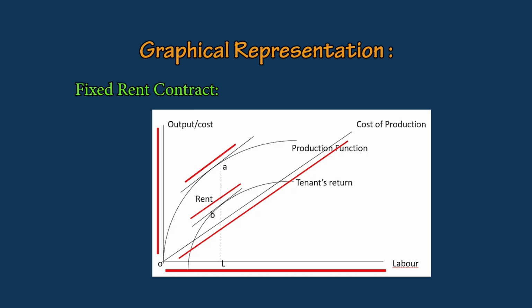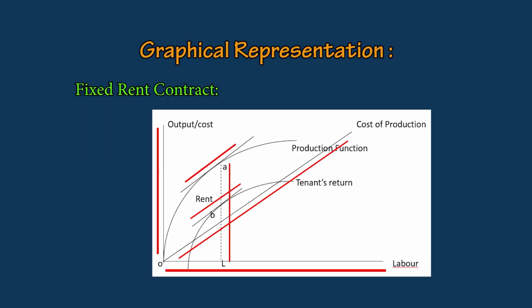Now, where will that optimal level of production be? Here, the optimal level of production will be at that point where the slope of the tenant's return curve will be equal to the slope of the cost of production line. Now, this happens here at the output level AL. Now, what is the major characteristic of this equilibrium?